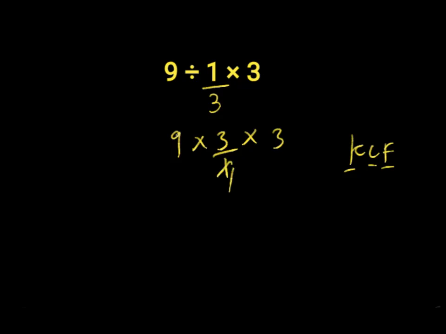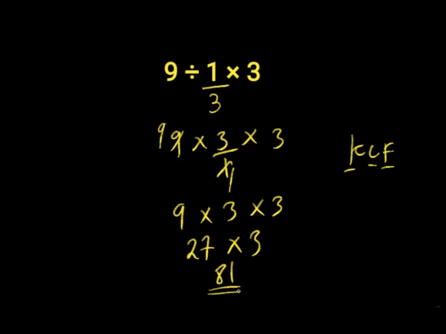1 into itself 1, 1 into 9 will give us 9. Then we have 9 times 3 times 3. 9 times 3 will give us 27. Then 27 times 3 will give us 81. 81 is the right answer to this question.